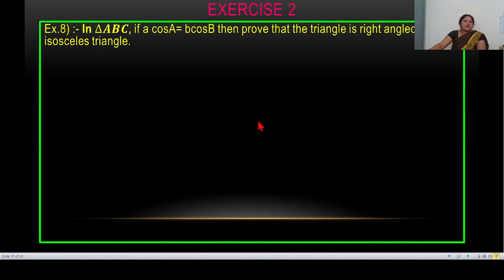Now let us see an example related to cosine rule. In triangle ABC, if a cos A equal to b cos B, then prove that the triangle is right angled or an isosceles triangle. Given a cos A equal to b cos B.